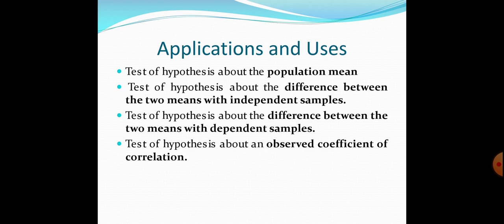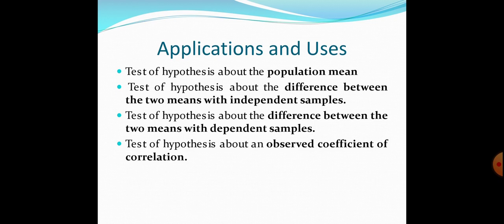Second is the test of hypothesis about the difference between the two means with independent samples. Here 2 samples are given, 2 means are given. So that's why, and consider this carefully, the samples are independent. That is your second type.